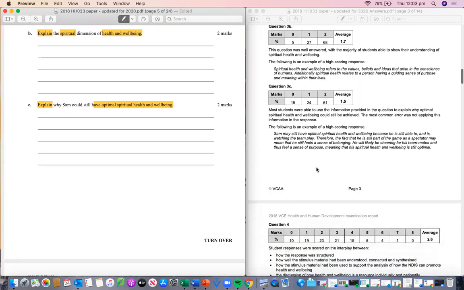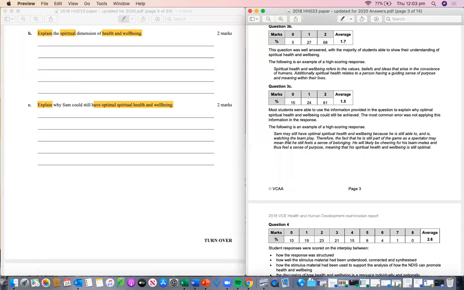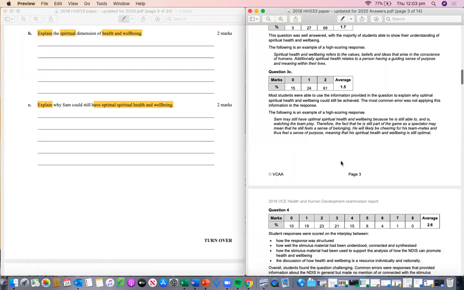One thing that VCAA decided to notice is that the students were able to use the information within the question to explain why optimal spiritual health and well-being could still be achieved. The most common error, however, was not applying this information in the response. So make sure you're applying your information when you're responding to a question along these lines. So, an example of a high scoring response to get 2 marks.